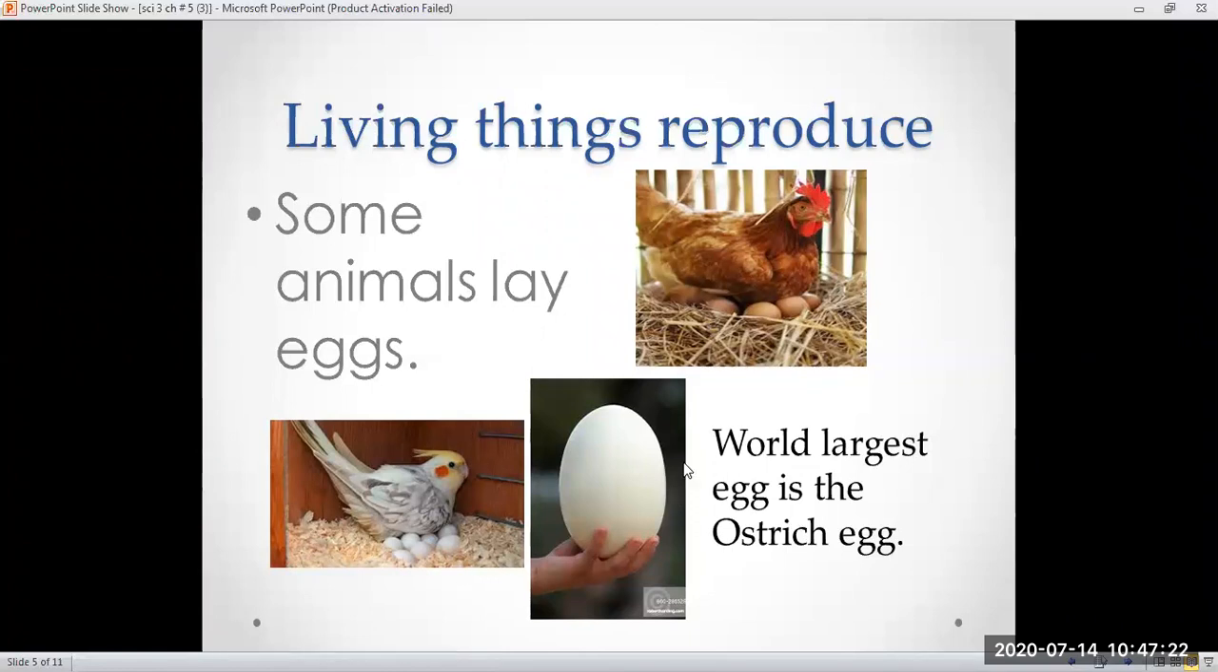Next, you can see this is an egg. This egg is very large. This is the world's largest egg. The animal whose egg is the largest is the ostrich. So the ostrich is the animal whose egg is the world's largest egg.